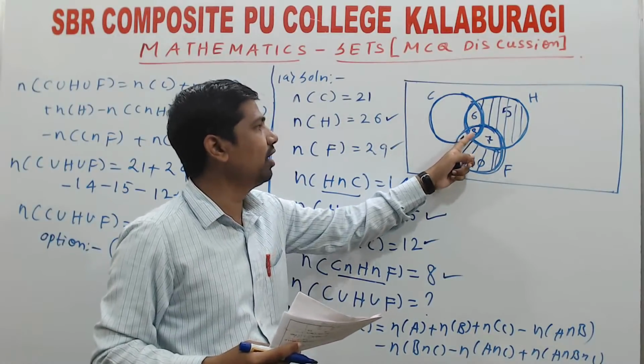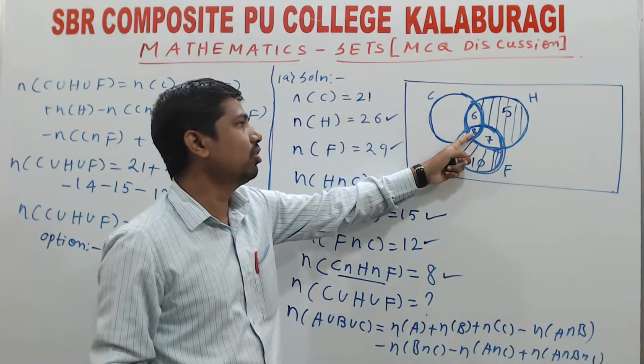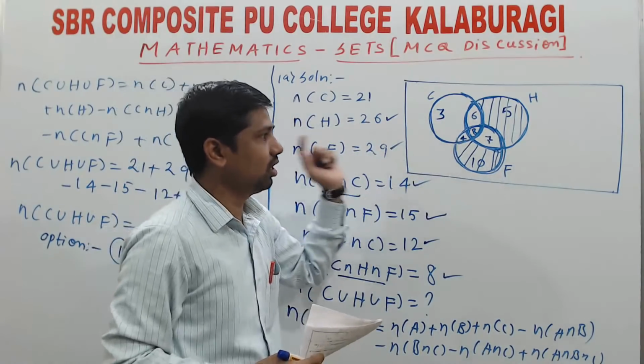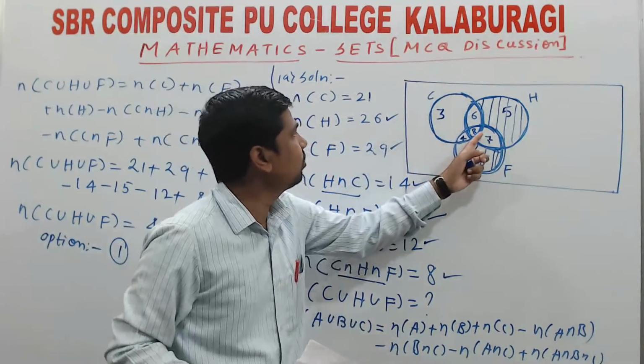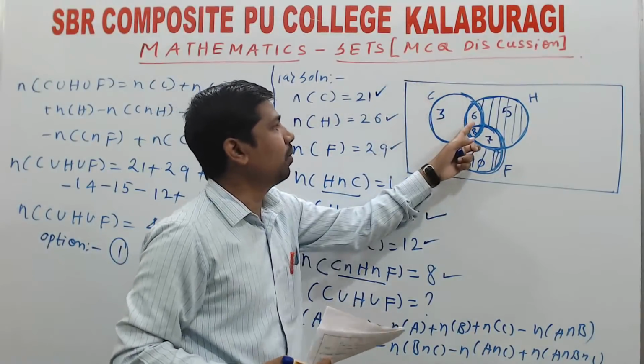6 plus 4 is what? 10, 18. Already written 18. 21 minus 18 is what? 3. So only cricket is 3. Means total, if you add this one, it becomes 21. So in that total 21.